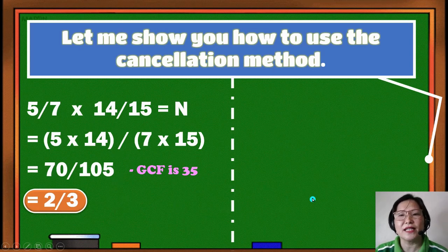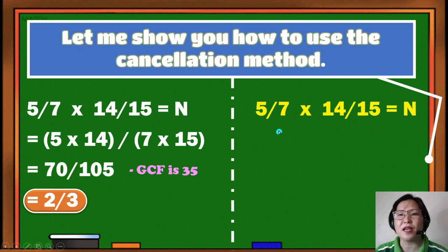Now let us have the cancellation method using the same given 5/7 times 14/15. So in cancellation method, you are going to apply what we call cross cancellation. Why cross cancellation? Because you are going to focus your attention on the numerator of the first fraction and the denominator of the second fraction, as well as the denominator of the first fraction and the numerator of the second fraction. So, how is that? That means you will look at 5 and 15 as well as at 7 and 14.